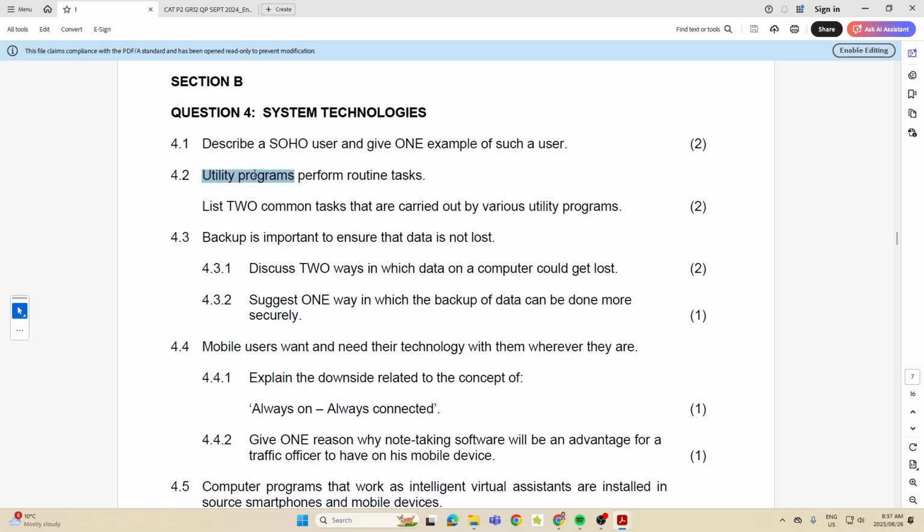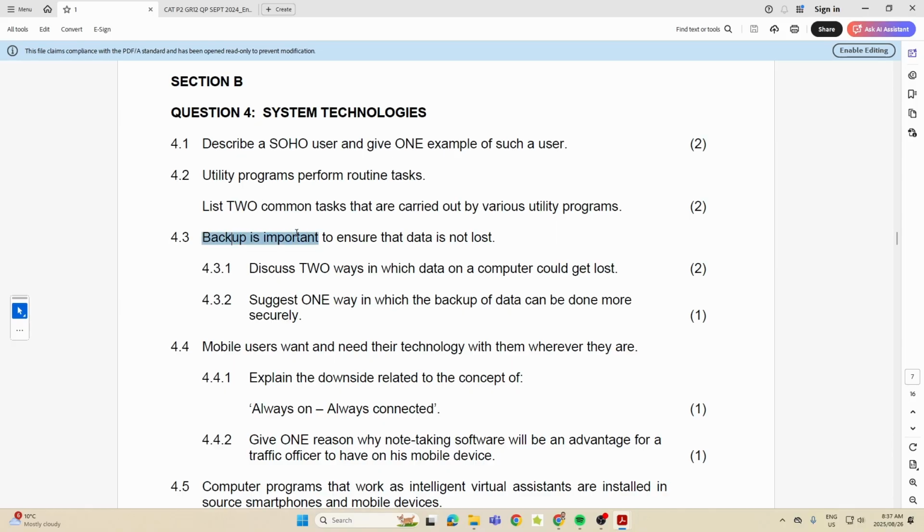Then utility programs, the minute you see that, what are we talking about? Programs that are built into the operating system, like our disk cleanup, our disk scanning. But now they're saying here, utility programs that perform routine tasks. Okay, so think about that. Now they say, list 2 common tasks that are carried out by various utility programs. Well, things like file management, disk scanning, antivirus software, compression, file recovery, file renaming. This is what these utility programs do.